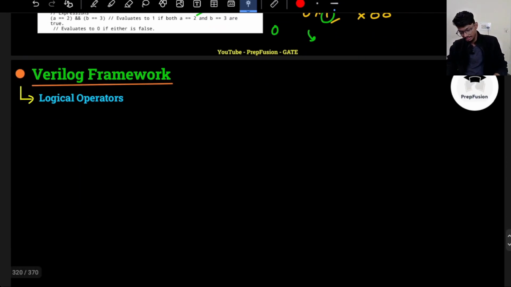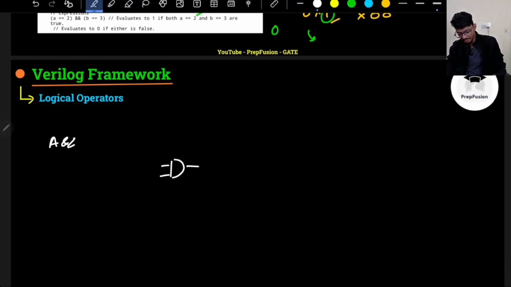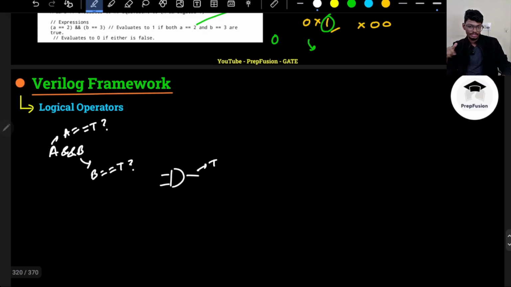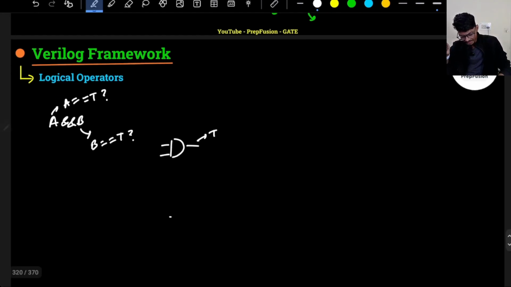So basically, again, this is also like an AND gate only, but this time we are performing logical AND. So if I have A and B, I will check, this is not bitwise AND. I will check if A is true, if A equal to true, if B equal to true. If both are true, then the output will be true. Even if one of them is false, output will be false. Simple truth table. I hope you know this. Okay. For OR, it is very simple.